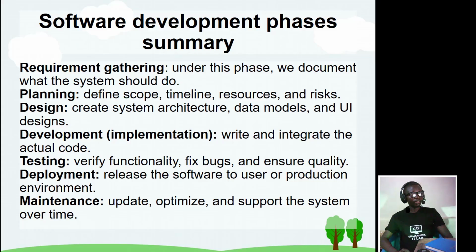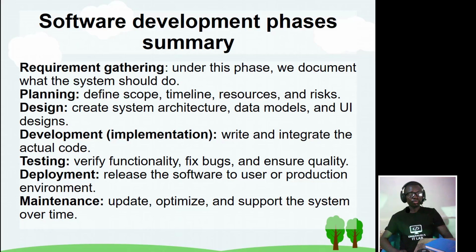Development, write and integrate the actual code. Now this code you can simply also write it on paper before you implement it. So we go to the testing stage. After you've written everything, like we shall see, always test to verify the functionality, whether it really meets the user requirements, because at first you gather the user requirements. Then deployment, release the software to users or production. So in case you created an executable file or a website, release it for use.